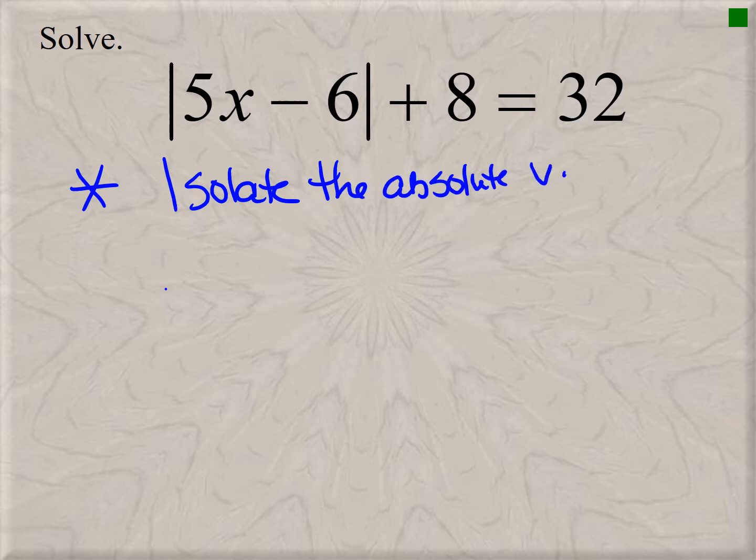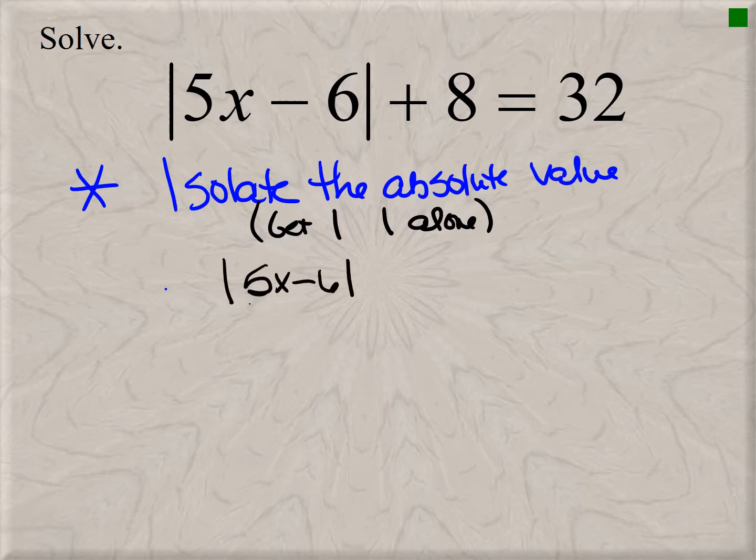What that means is you have to get the absolute value alone. It can be the only thing on that side of the equal sign. So here I have the absolute value of 5x minus 6. That's who's going walking. Plus 8.